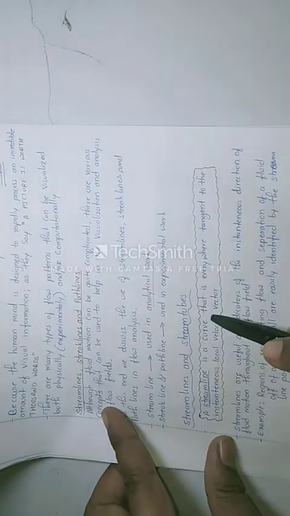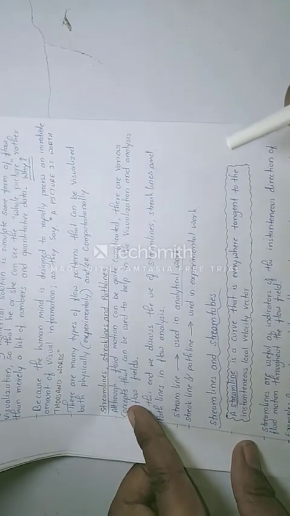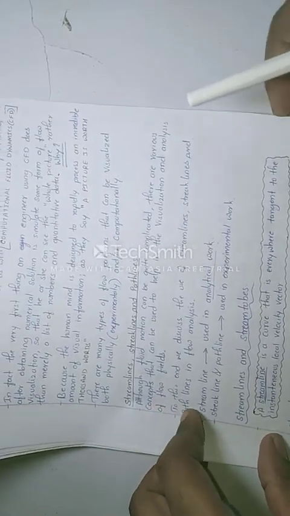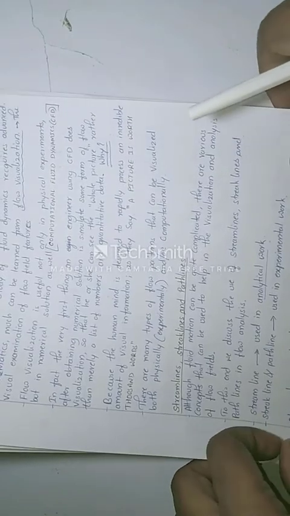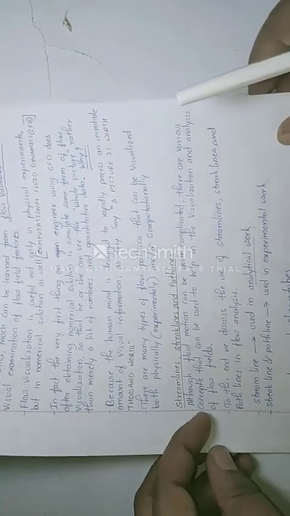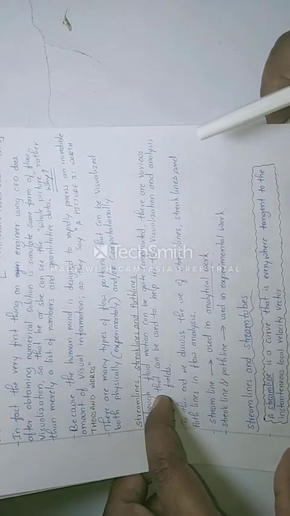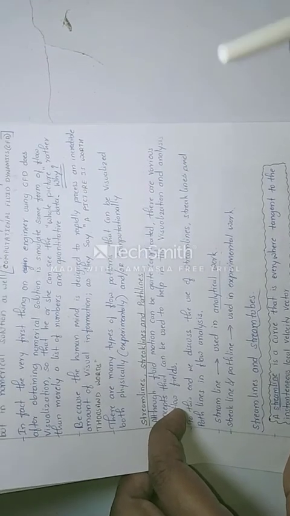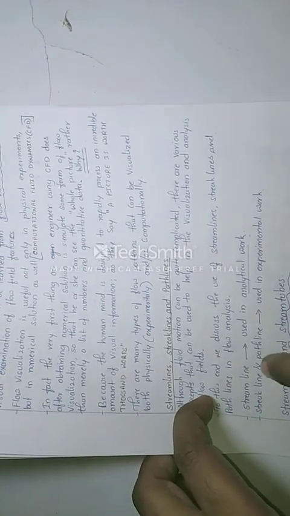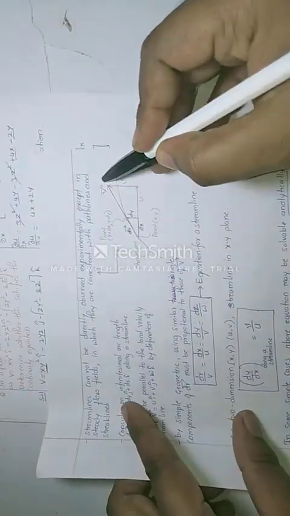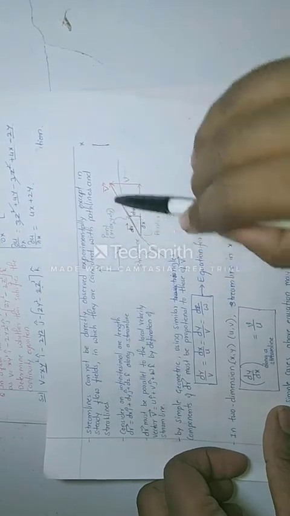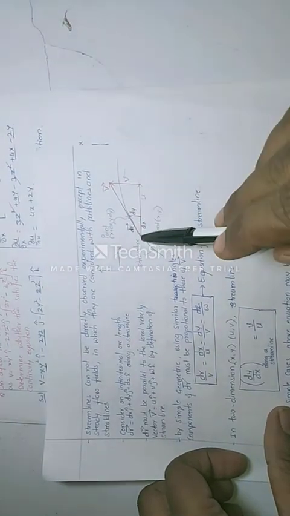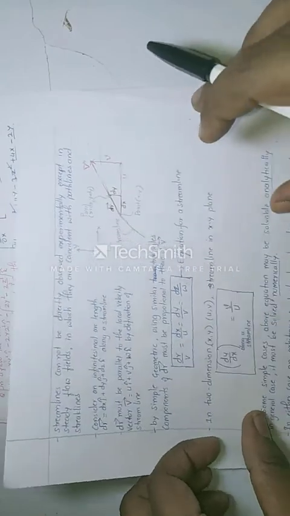A streamline is a curve that is everywhere tangent to the instantaneous local velocity vector. If I take one particle and draw the tangent to that curve as the particle flows, then it indicates the velocity of that particle along that direction.